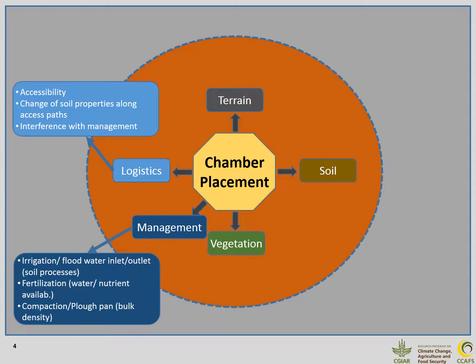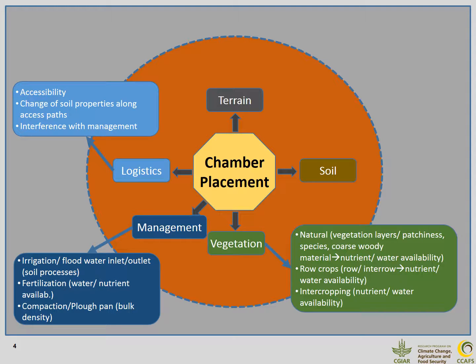Management is very much about irrigation, fertilization, and compaction, so we should be sure that our chambers represent the major management activities we want to monitor and to see their effects on the greenhouse gas fluxes. Vegetation is very much about thinking that we have homogeneous conditions, or if we go for a crop field, that we not only measure in crop interspaces but also between lines as well, or that we include the crop within the chamber.